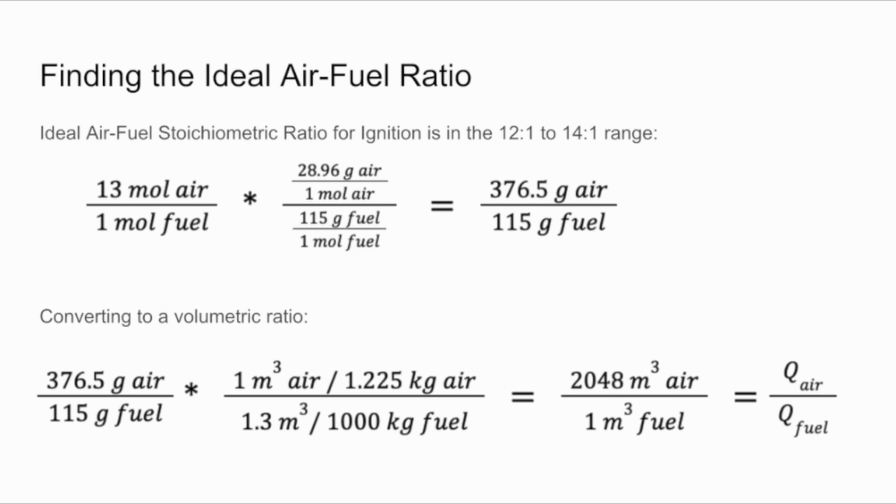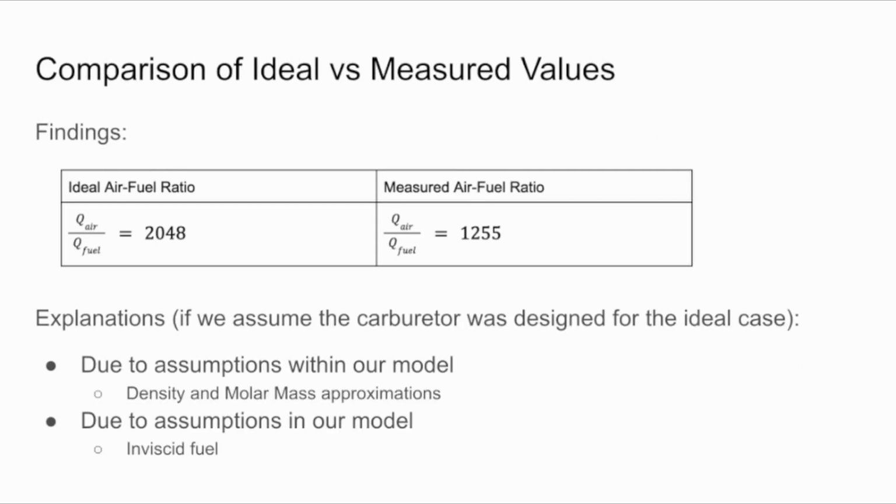So using typical stoichiometric ratio and converting that to a volumetric ratio using molar mass estimations and the same density estimation we've been using, we get an approximate 2000 ratio. And so we're in the right ballpark with our measured value, but it's a little different. And so we have a few postulates as to why this may have happened. In terms of assumptions within our model, we approximated the density and molar mass for a typical fuel, but the actual composition of fuel would have mattered, and we didn't have the actual composition.